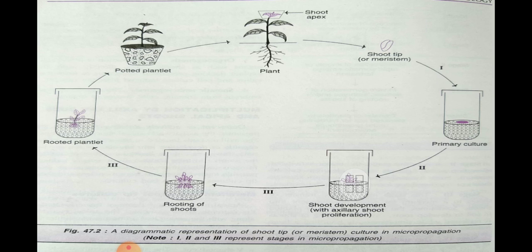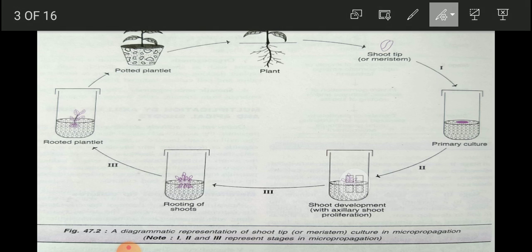My friends, this is a simple diagrammatic representation of a shoot tip meristem that we have taken, cultured and used in micro propagation. Here, the explant plant is there, and from that plant we have taken the shoot tip. Why is the shoot tip taken? Meristems are there. Meristems means cells having the capacity to undergo division and redivision, very easy.